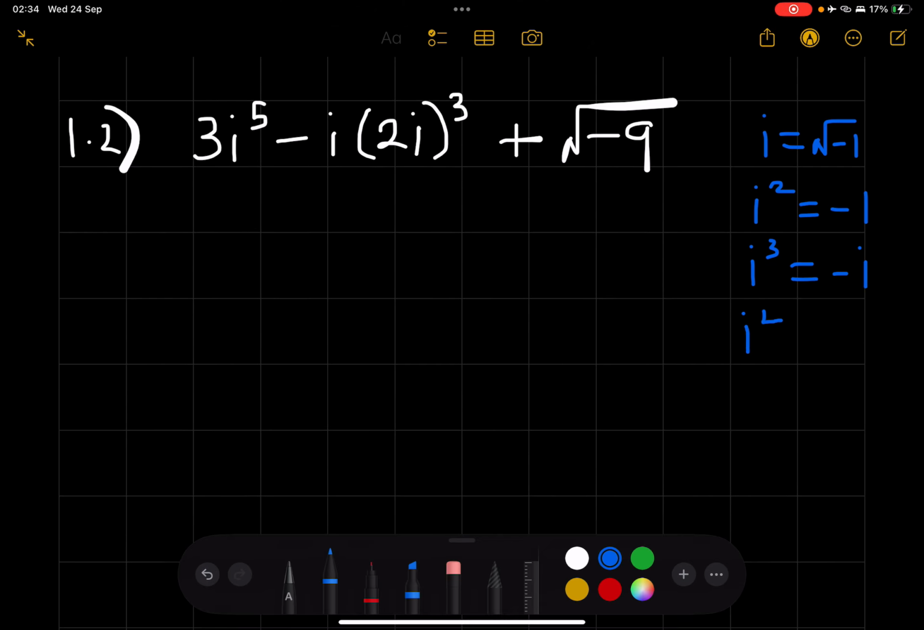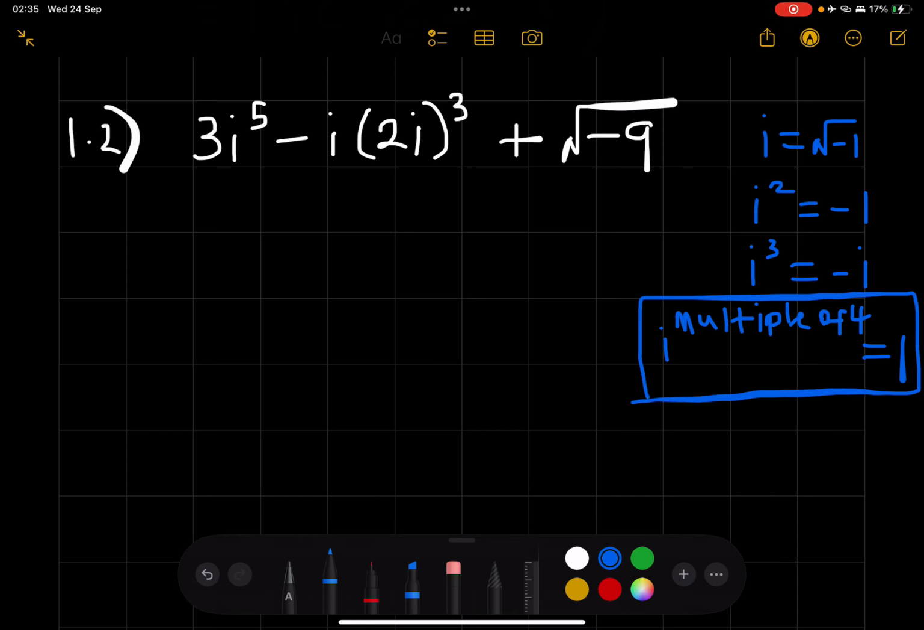i to the power of anything, okay, let's write it here: i to the power of a multiple of 4 is always 1. By multiple of 4, I mean anything that is completely divisible by 4, for example 60, 100, 120, 44. As long as it's i to the power of a multiple of 4, your answer will always be 1. And this is the most important identity that I want you to remember.